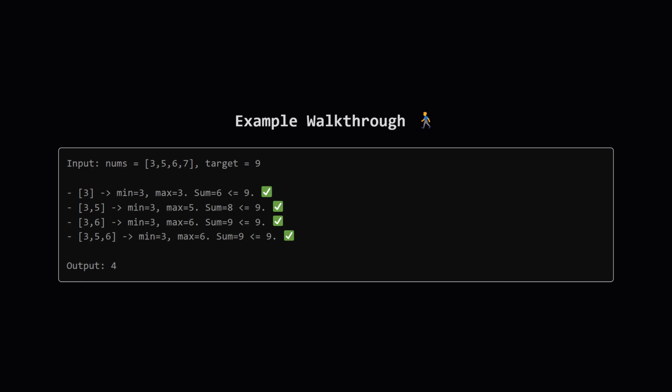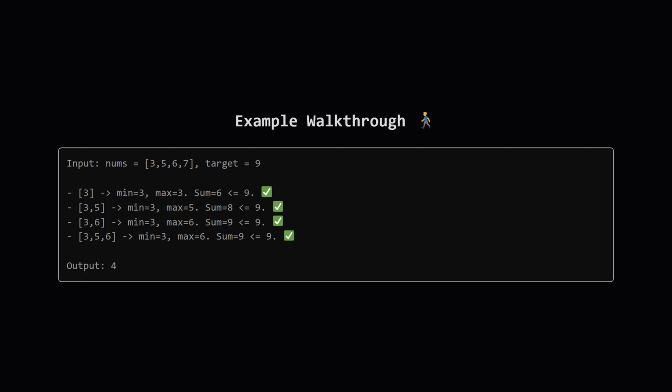Let's walk through this first example to make sure we get it. The list of numbers is 3, 5, 6, and 7, and the target is 9. Let's test a few subsequences. What if we just take the number 3? The min is 3, and the max is 3. 3 plus 3 is 6, which is less than 9. So that's one valid group. What about the group containing 3 and 5? The min is still 3, but the max is now 5. 3 plus 5 is 8, still less than 9. That works too. The slide shows all 4 valid groups.